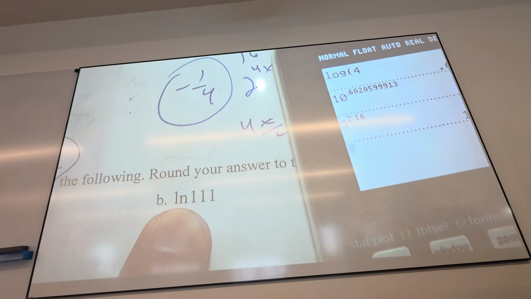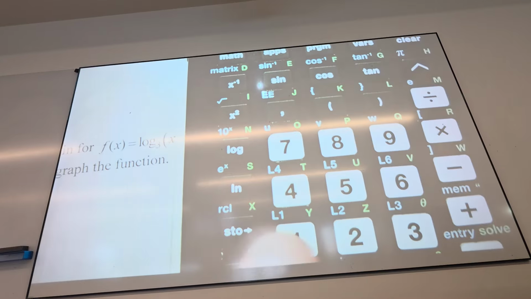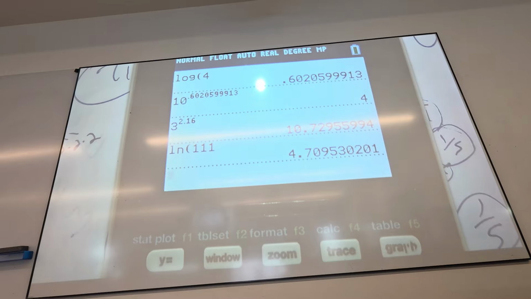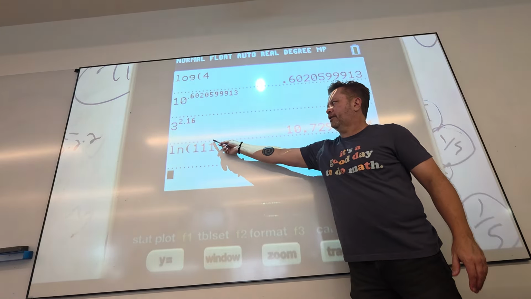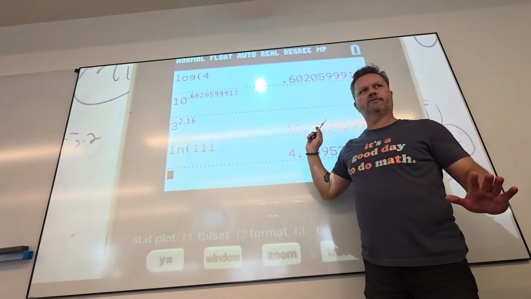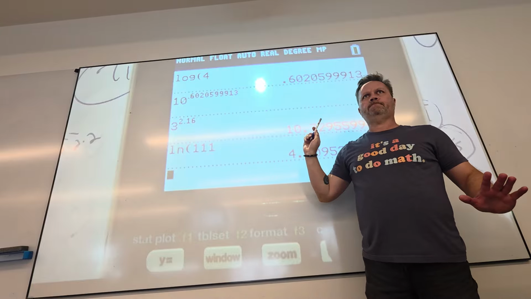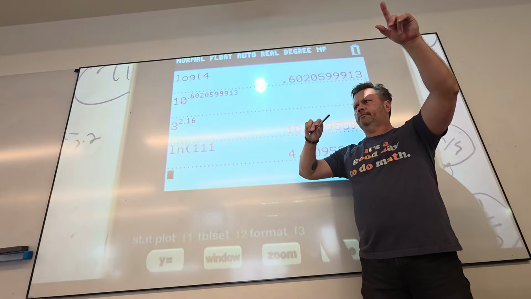Natural log of 111. That's not bad. You got your natural log button, and you put 111. Enter. Somebody had a good question. Do you have to close a parenthesis? Obviously not. You only have to close it if there's more after it. Is that what everybody got?